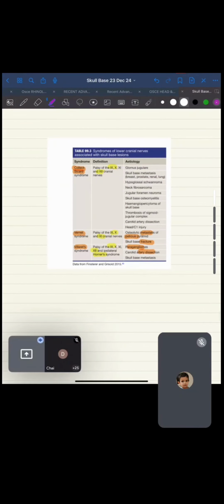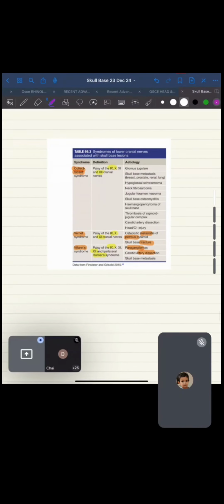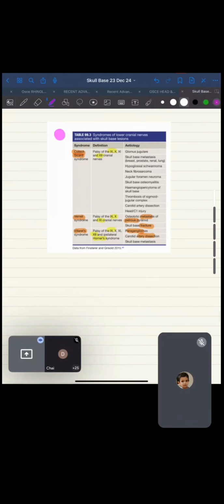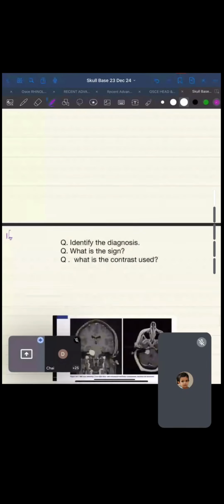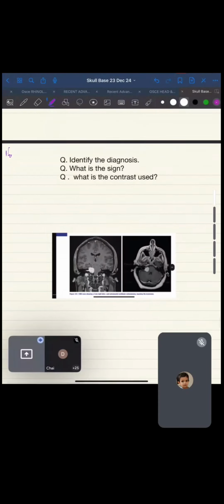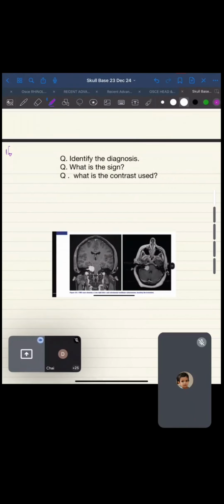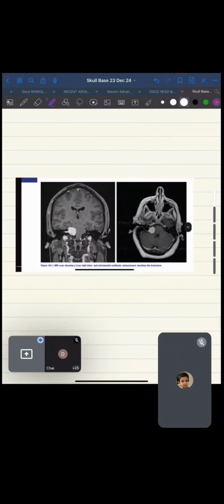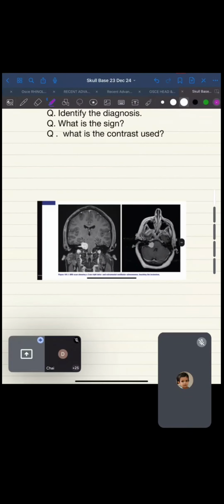Here, again, this table is from Scott Brown only, and collectively they have mentioned all three syndromes, that is Collet-Sicard, Vernet, and Villaret. These three you have to remember. Don't forget. Now over here this is the repetition of a question: identify the diagnosis, what is the sign, what is the contrast used? This image is from Scott Brown, but the same has been asked in the main exam also.